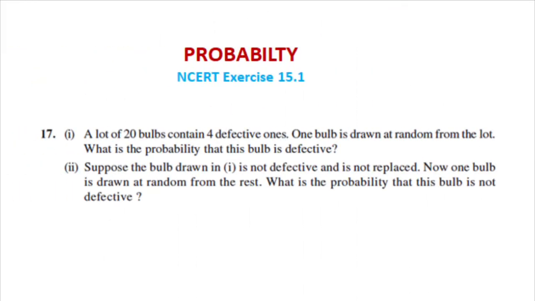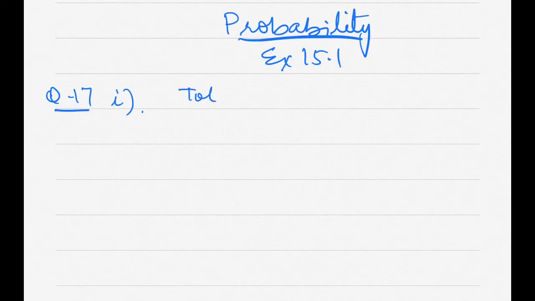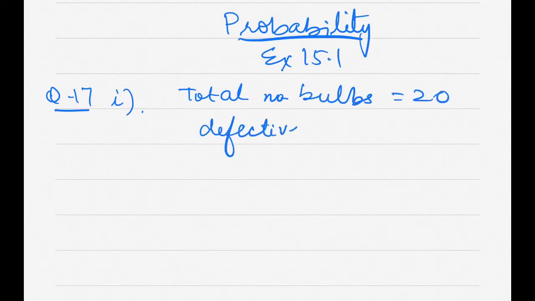Moving to question number 17. In question number 17, there are two parts, right? In the first part they say a lot of 20 bulbs contains 4 defective ones. One bulb is drawn at random from the lot. What is the probability that this bulb is defective? Total number of bulbs here is 20, and defective bulbs are 4.